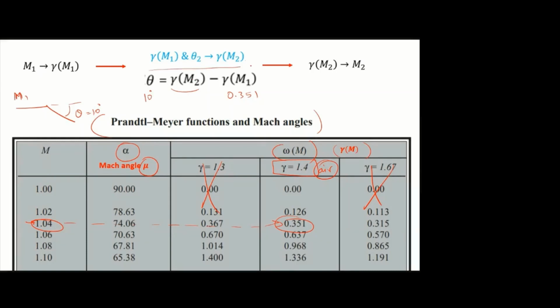Then from this equation I can find gamma m2. Maybe some value you will get. And once you know that gamma m2 value, then the reverse I can do. I can find m2 using that. For example, m1 I have taken is 1.04. It is accelerated to 1.1. Like that, Mach number you have to find.